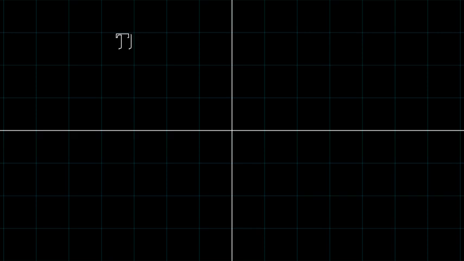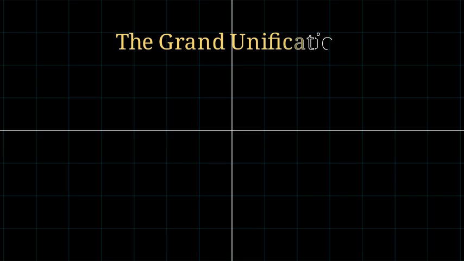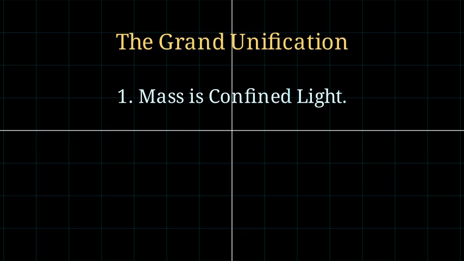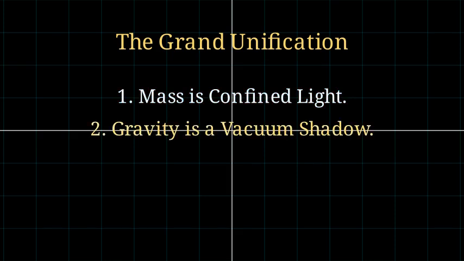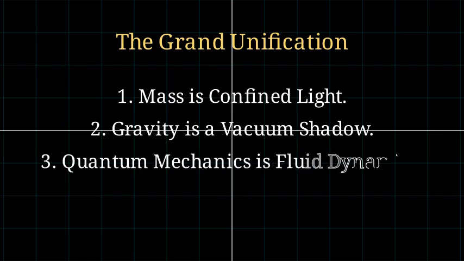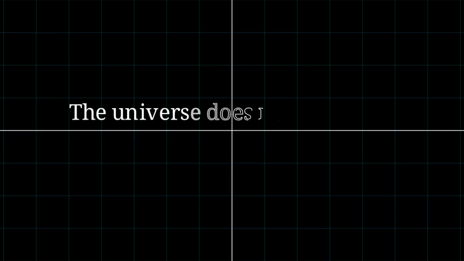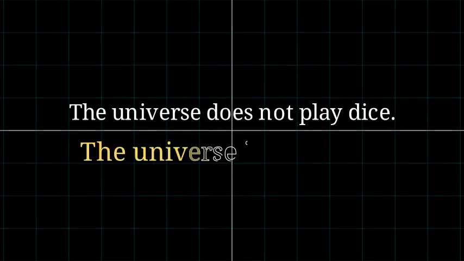For a century, physics has been fragmented by statistical paradoxes and abstract geometry. But by redefining the vacuum as an active fluid, and matter as specific topologies of light, the paradoxes dissolve. Mass is simply the confined inertia of light. Gravity is the fluid dynamic shadow it casts. And quantum mechanics is the deterministic steering of that geometry. The universe does not play dice. The universe is geometry.